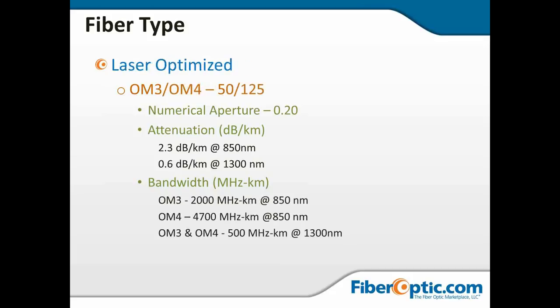And then OM3 and OM4 also have the 50 micron core and the .2 numerical aperture. Losses are down to 0.6 for 1300, and some pretty significant bandwidths at 850, 2000 and 4700. They're still going to be around 500 megahertz at 1300.